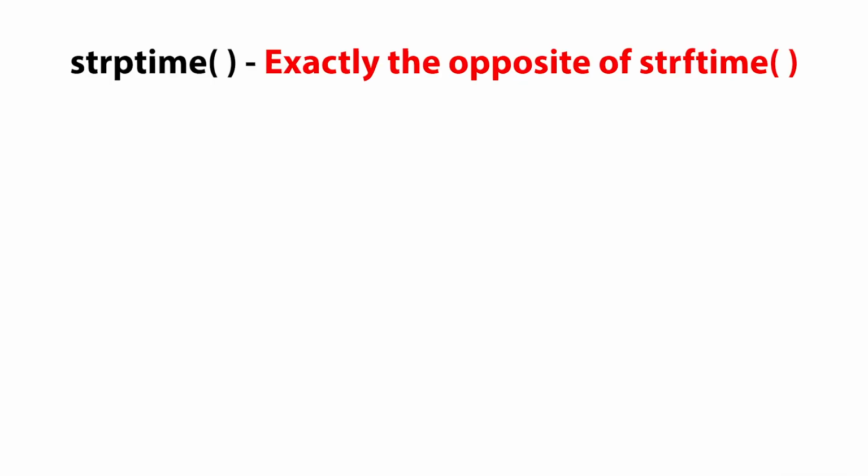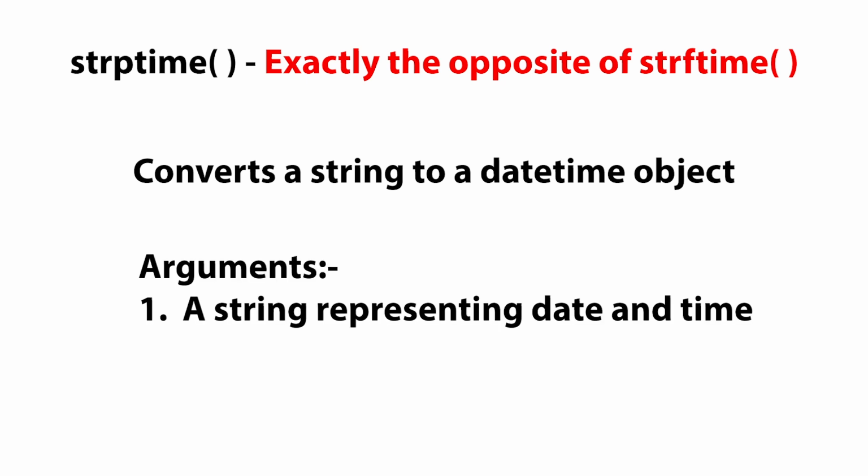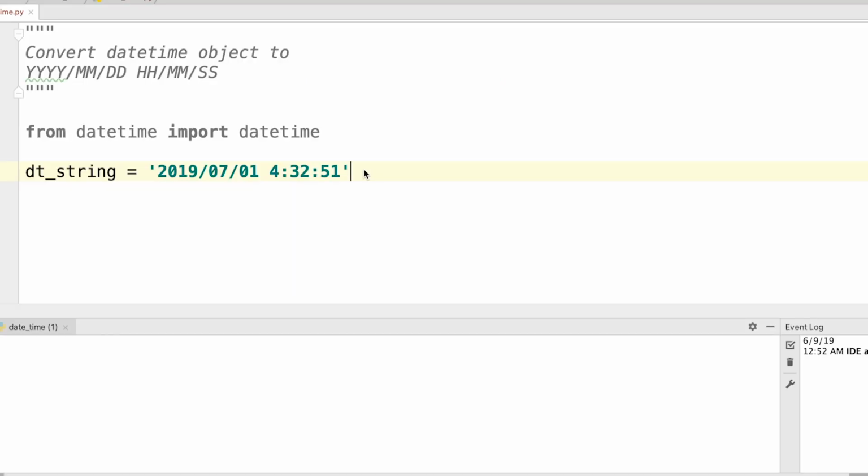The strptime method does exactly the opposite of strftime. It converts a string to a datetime object. In order to do that, we need to provide two kinds of arguments: a string representing date and time, and the string formatting code that is equivalent to the string. Let's convert a datetime string to a datetime object. So, let's convert this date string, which is in the string format and has forward slash for the date and has colon for the time. Let's convert it into a datetime object.